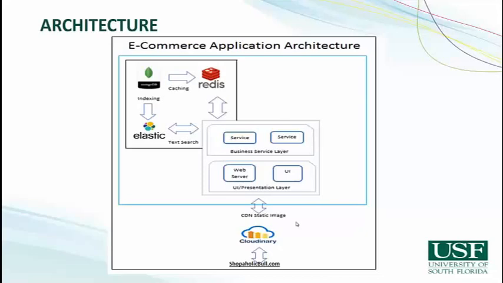For the indexing purpose and text search purpose, we have implemented Elasticsearch. For quick retrieval through caching, we have implemented Redis. Among the other technologies, we have also used CDN and static imaging, and for that we have implemented Cloudinary. So this is how we have created our shopaholic bull.com.